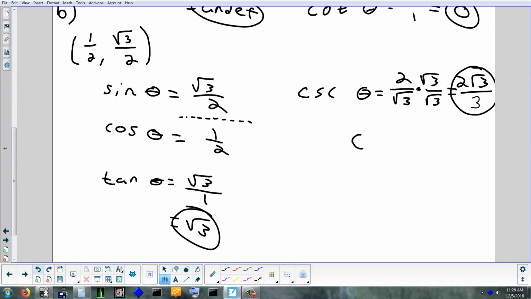Okay, my next trig function after the cosecant? Secant. And this one's not bad because there's no root. It's 1 over 2. When you flip it, it becomes 2 over 1, or just 2. And the last trig function? The name of it? Yeah, cotangent.